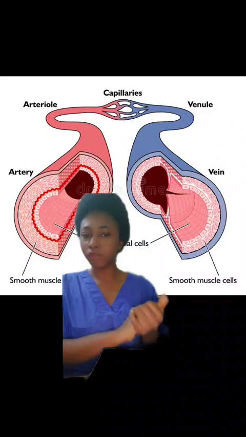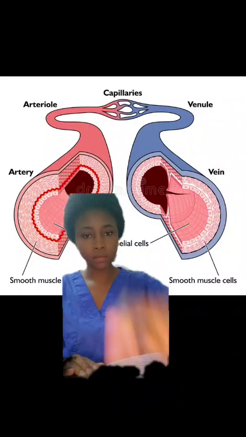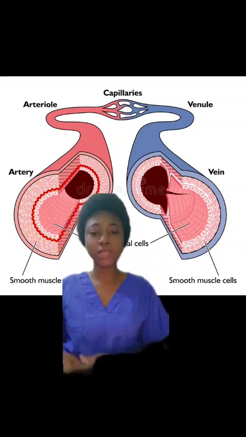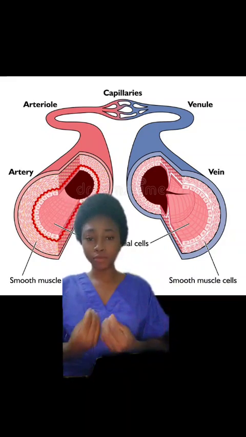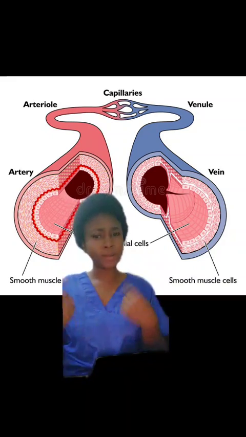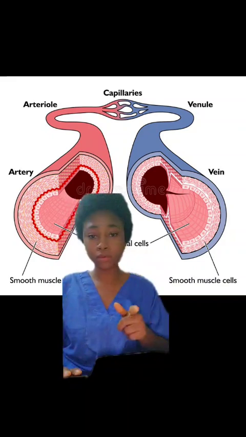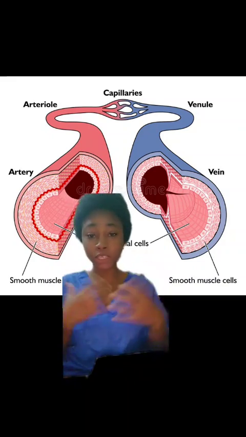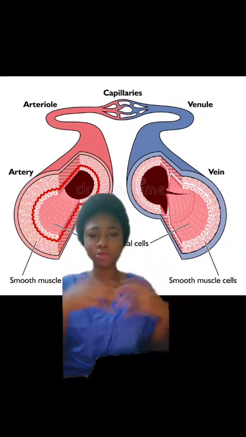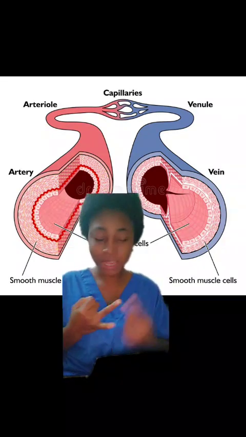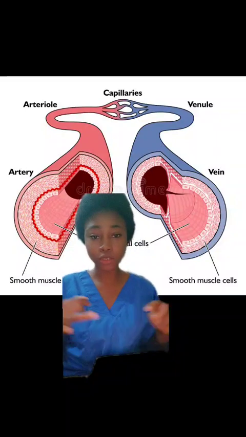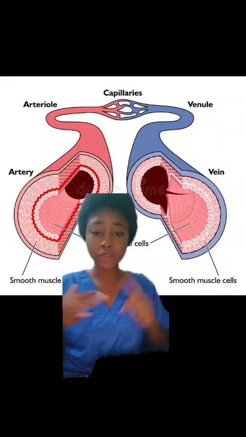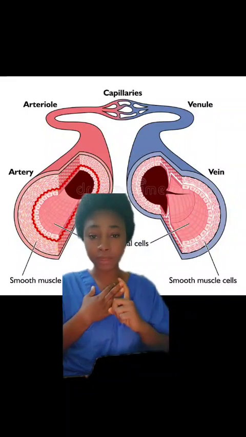And then we move over to the vein. The vein is the blood vessel that carries deoxygenated blood from the body to the heart, except for one vein, which is the pulmonary vein, the only vein that carries oxygenated blood, as we know. And then the structure: same as the arteries, they have three layers. They have the tunica intima, the tunica media, and the tunica externa.